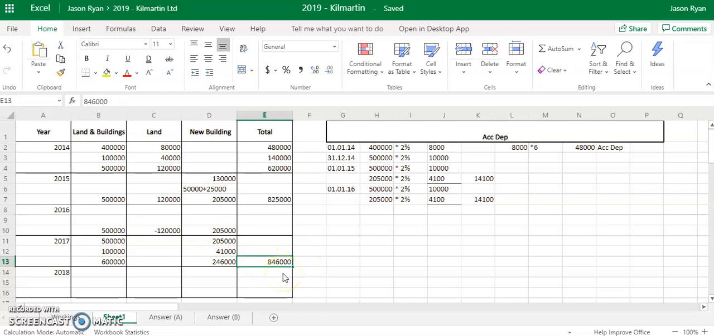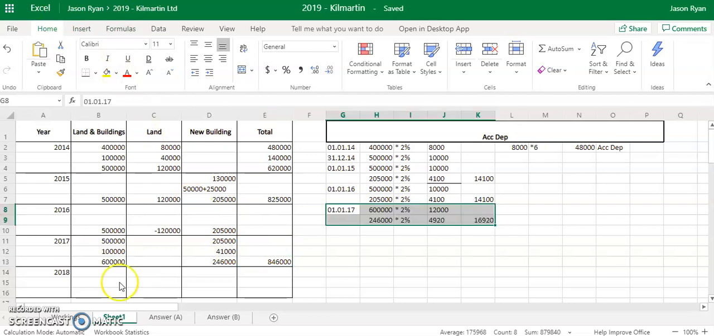846,000. And then we have to find the depreciation for these two. So you've got 600,000. You're going to multiply that by 2% to give you 12,000. And you've got 246,000. You multiply by 2% to give you 4,920. You're going to add those two together to give your total figure.